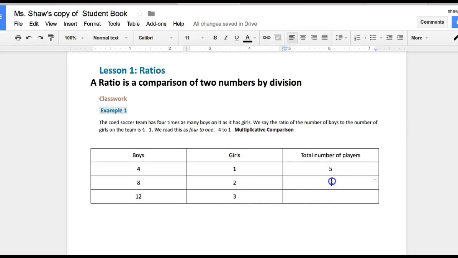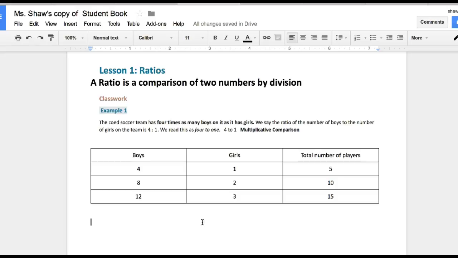Now, if we were to fill this in, if we had 8 and 2, we would have 10. And the next one, we would have 15, the total number of players. Because this is a multiplicative comparison, and we know this because it says 4 times as many boys as it has girls. The language times really helps us to see why we call it multiplicative comparison. Because we can go from 1 times 4 to get 4, 2 times 4 to get 8, and 3 times 4 to get 12. So that works.